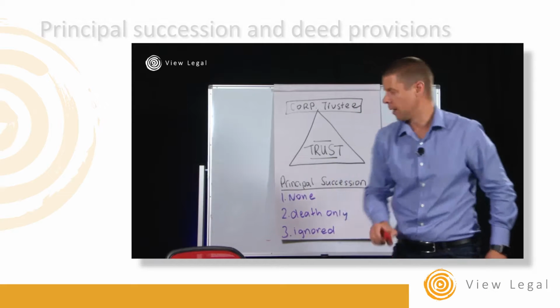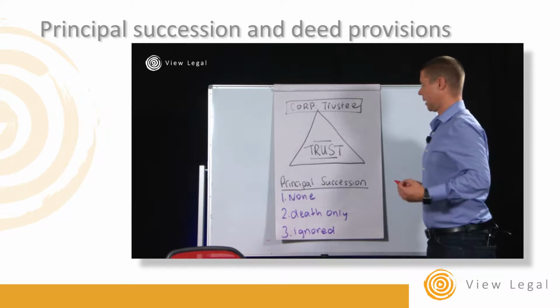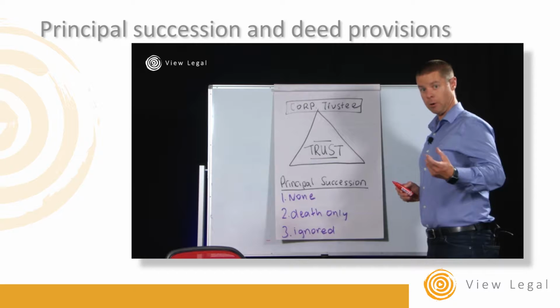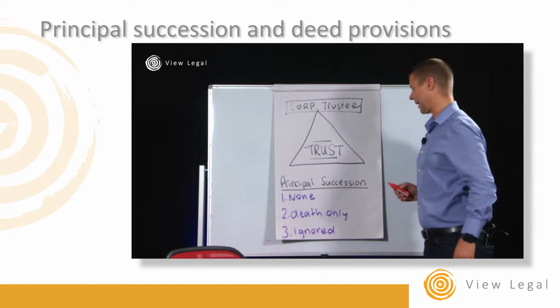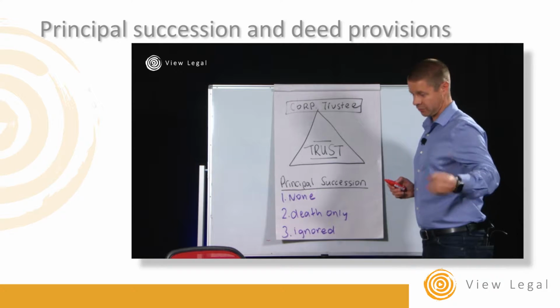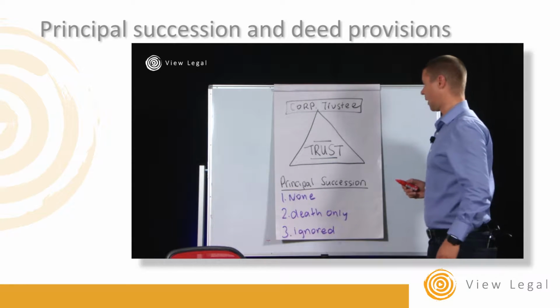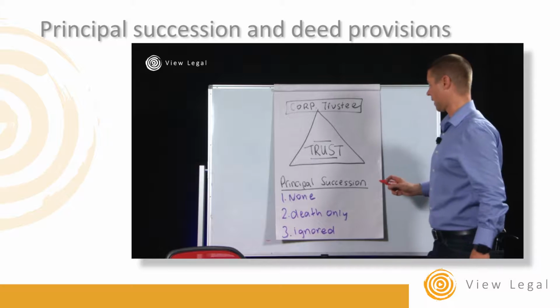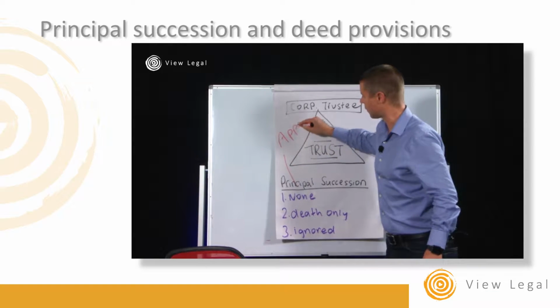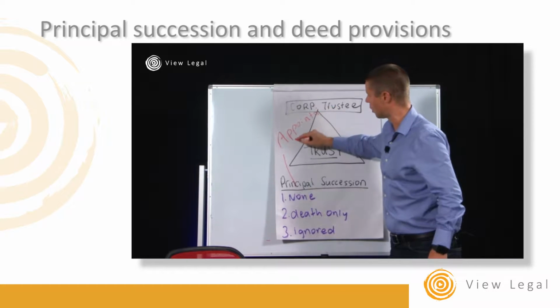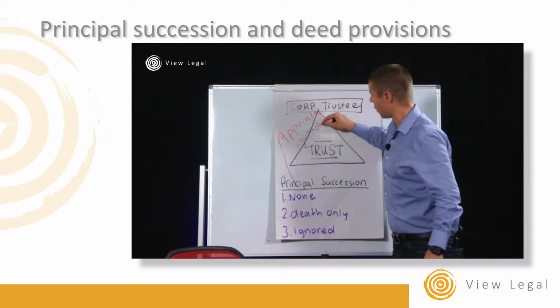What I've listed up here are the three main areas that we see in relation to trusts causing heartache to advisors initially, but ultimately to end user clients with the succession of control of the trusts. And this relates to, I've referred to it as principal, there's a lot of different names. Often people will refer to it as an appointor, a guardian, whatever it might be.